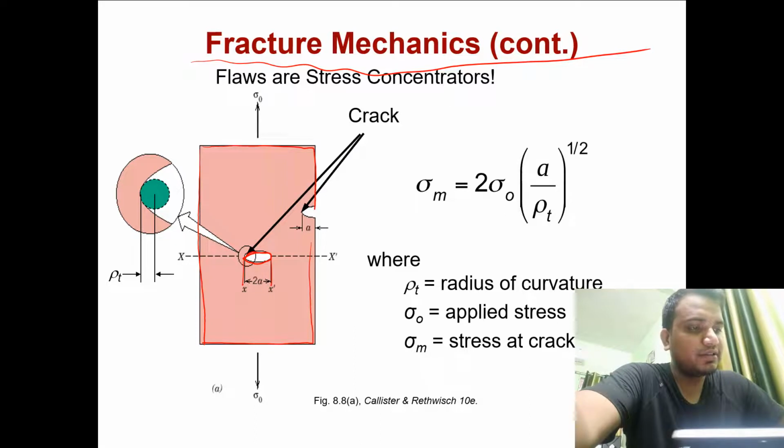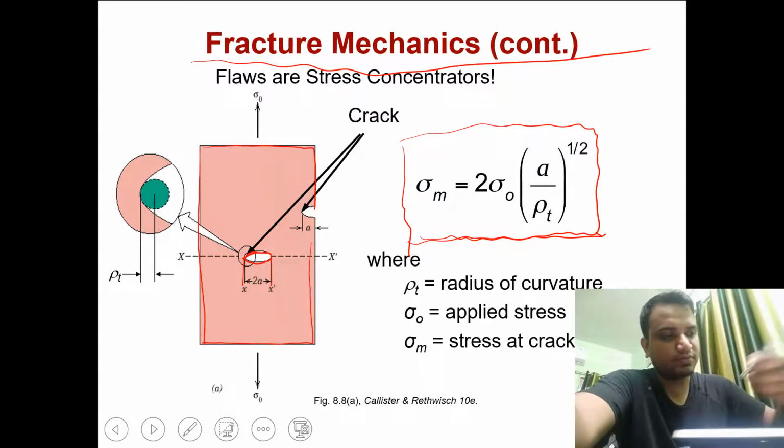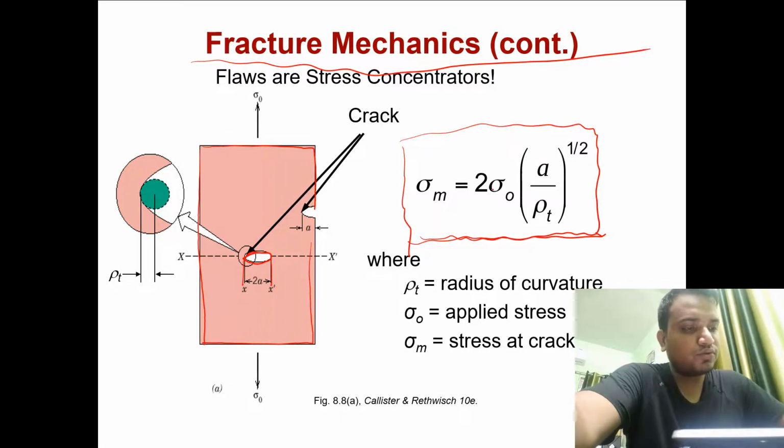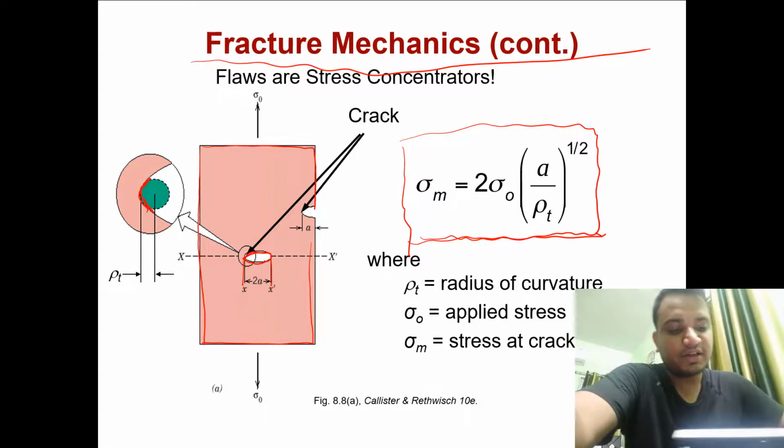And this is the formula where we are able to see the stress amplification, like how much it is amplifying. So basically this sigma m is equal to 2 sigma naught square root of a by rho t. Rho t is the curvature of this crack. Okay, so rho t is nothing but b square by a.